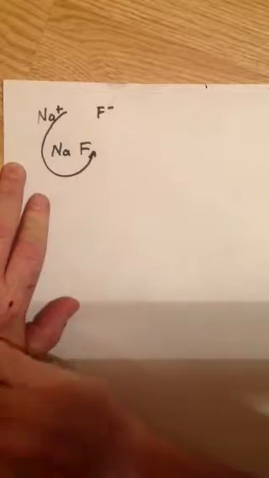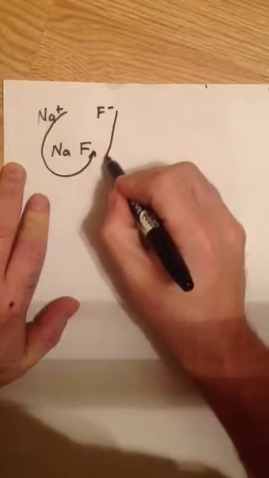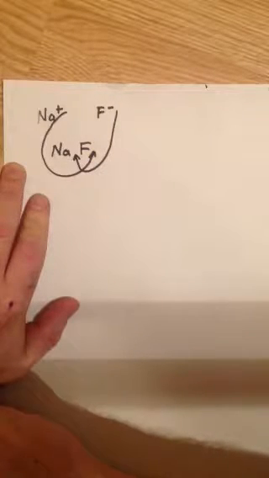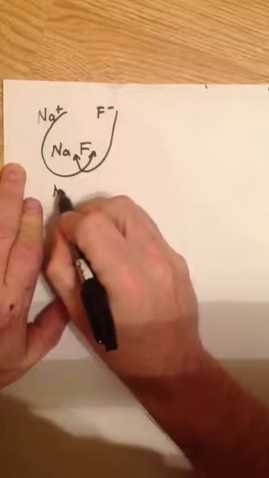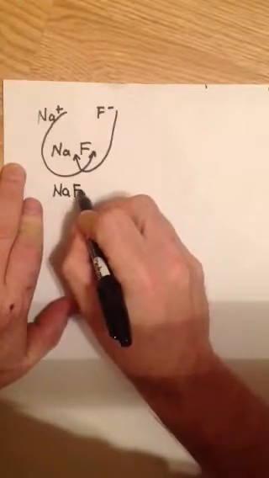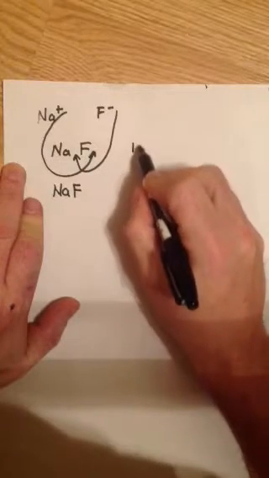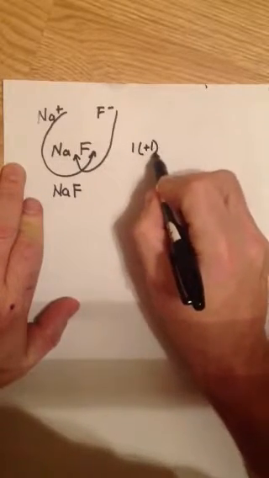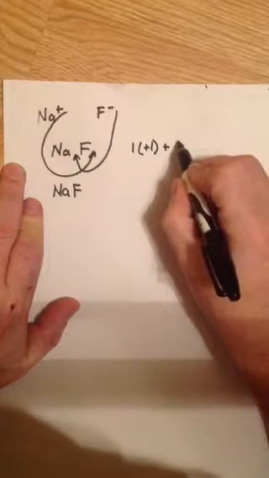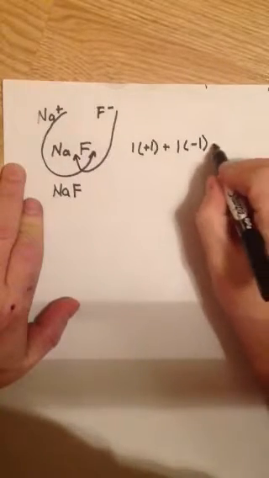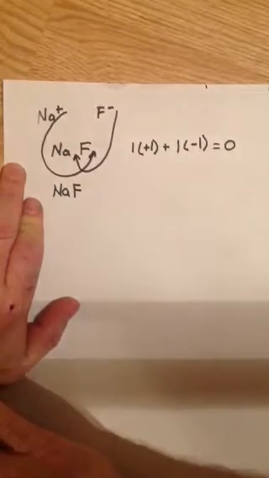This 1 for the -1 comes down and becomes the subscript for the sodium. This gives us a formula of NaF. Now we can check that by simply looking at the charges and adding them up. I have 1 sodium with a +1 charge plus 1 fluoride with a -1 charge. And when I add those charges up, you find that they equal 0. Now this is what it should be.